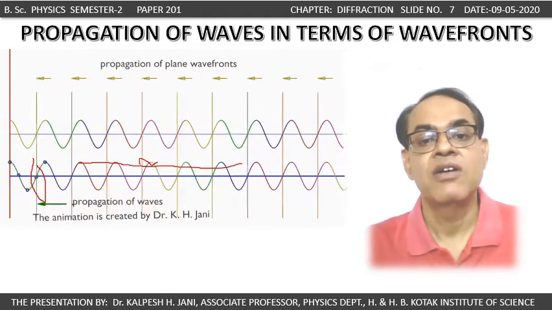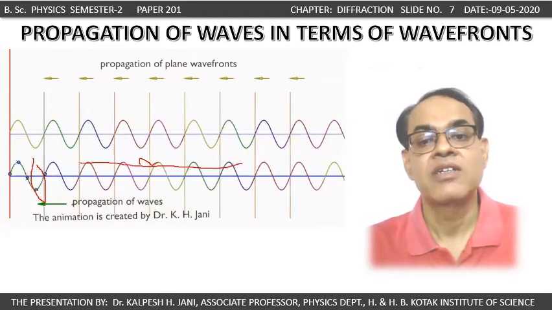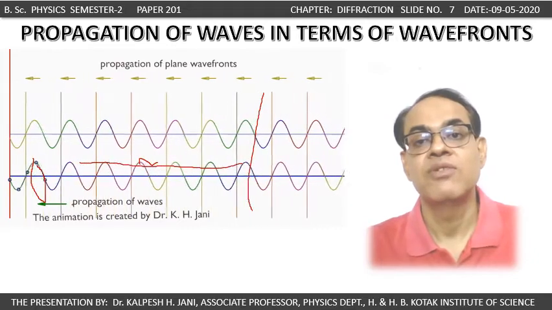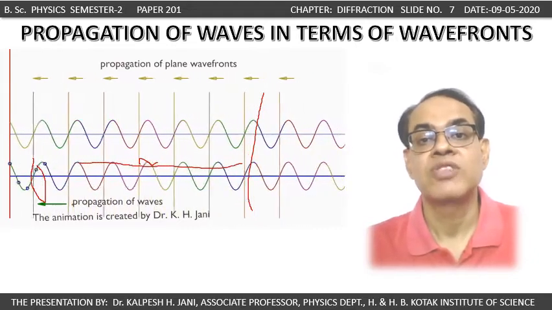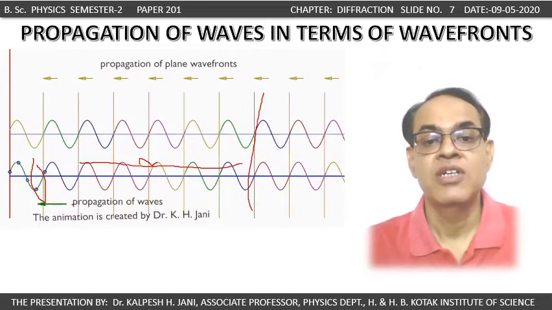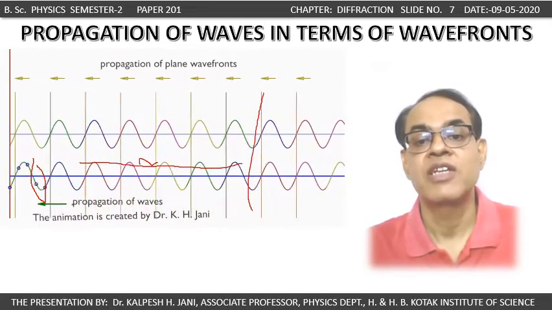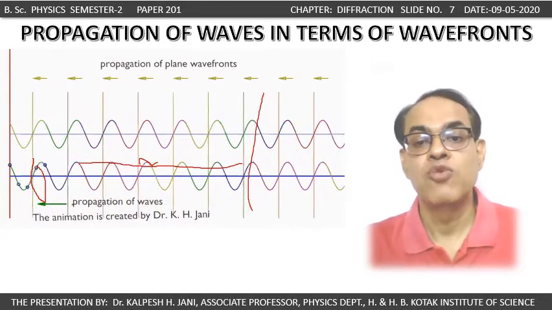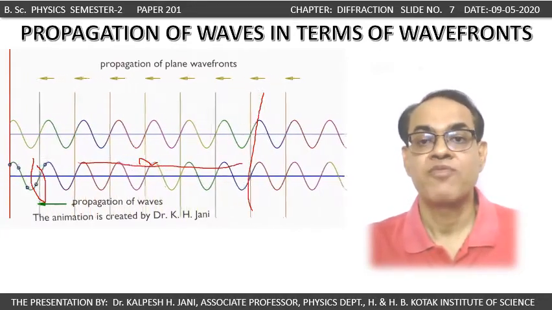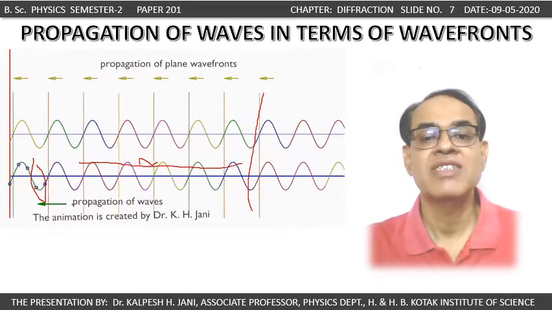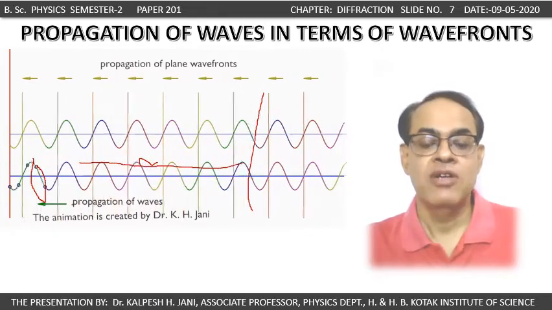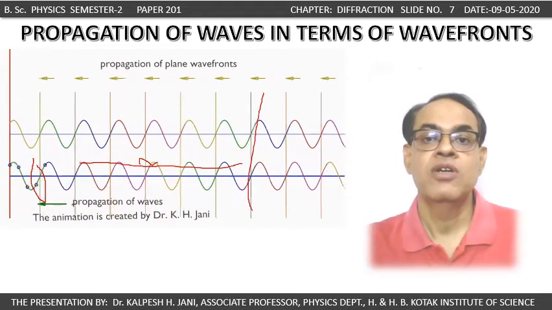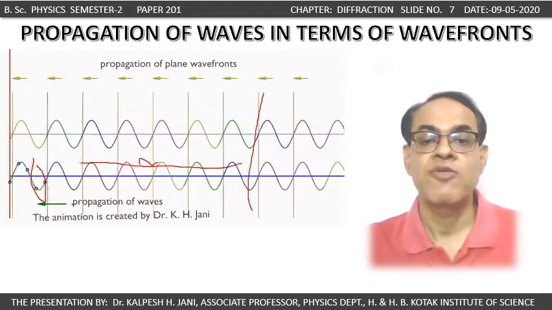Here the vertical line which is shown represents the set of points which have the same phase, and as you can see, these lines move with the wave. So we can say that the set of points which have the same phase move with the propagation of the wave.